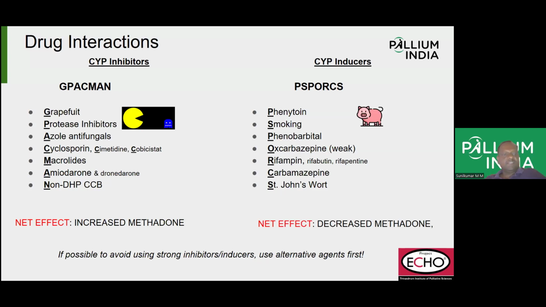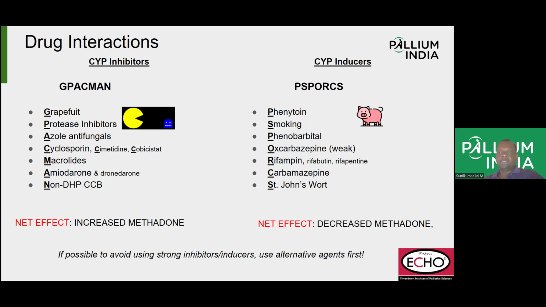Then azole antifungals like fluconazole and ketoconazole, cyclosporin, cimetidine, macrolide antibiotics, amiodarone, and non-DHP calcium channel blockers like diltiazem and verapamil. All these are strong cytochrome P inhibitors. They will inhibit the cytochrome P enzymes so that the methadone will bypass the liver metabolism, and there would be more concentration, which can lead to toxicity of methadone. So if you start any of these medications, it is recommended that you reduce the dose of methadone by 25%.